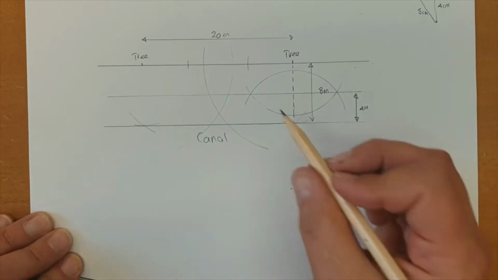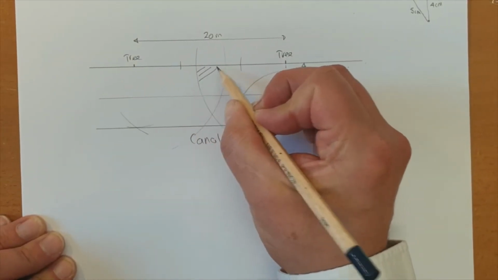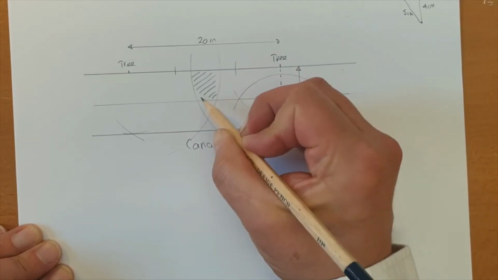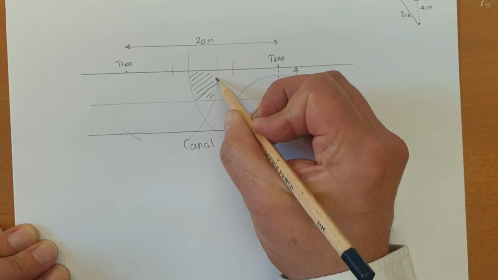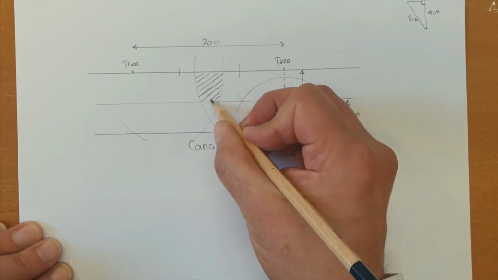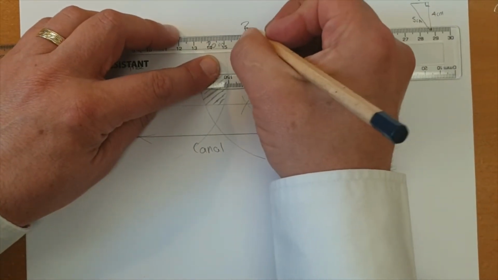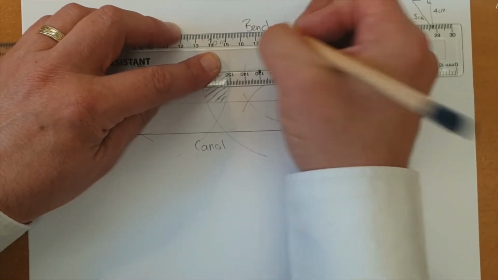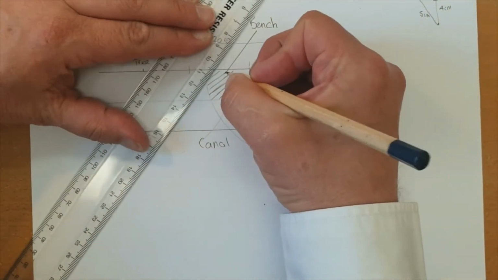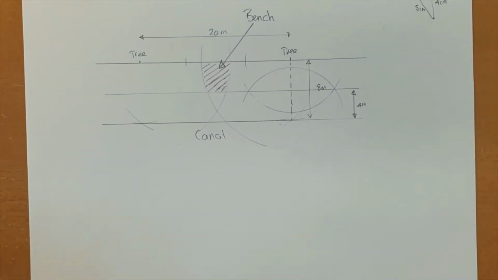And now I can see that my bench can only go in this area that I'm going to shade in there like that. Look. That's a bit better. Okay, there we go, look. And my bench has to be in here. And I'm going to label my diagram clearly with bench and a big arrow showing that's where the bench is, because I don't want the examiner to get that wrong.